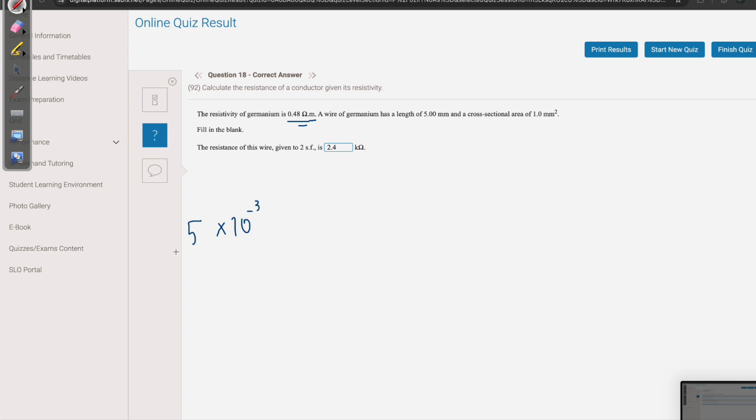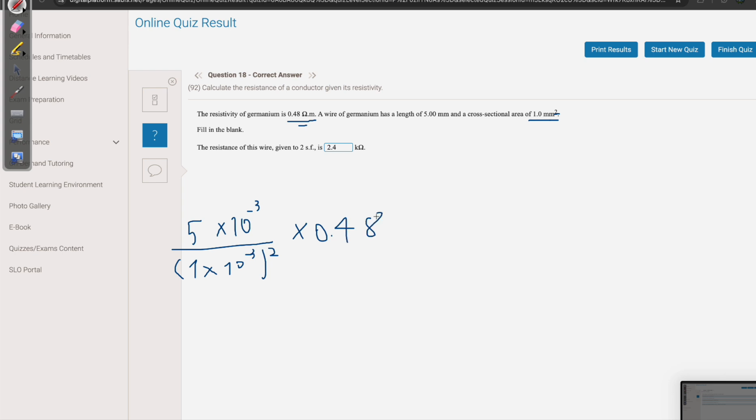Over the area, which they gave as 1 millimeter squared. To make it easier for the conversions, here we have millimeter squared, right? So we act as if we're converting 1 millimeter to meter, and then since we see millimeter squared, just add that to the power here, times 0.48.